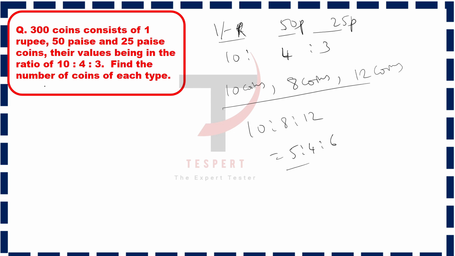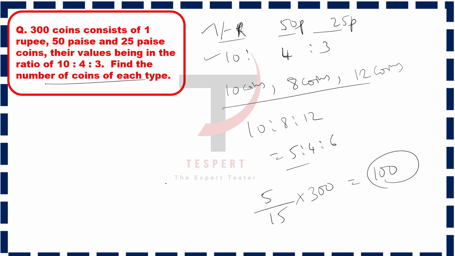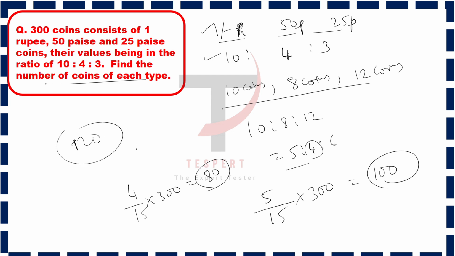Now we are asked to find out the number of coins of each type. So what is the number of coins of the first one? First case, 5 by total 5 plus 4 plus 6, that is equal to 15 into 300. So 100 1 rupee coins are there. What about 50 paise coins? 4 by 15 into 300. So 80 50 paise coins are there, and whatever the remaining are 25 paise coins. So 25 paise coins are 300 minus 180. So 120 are the 25 paise coins.